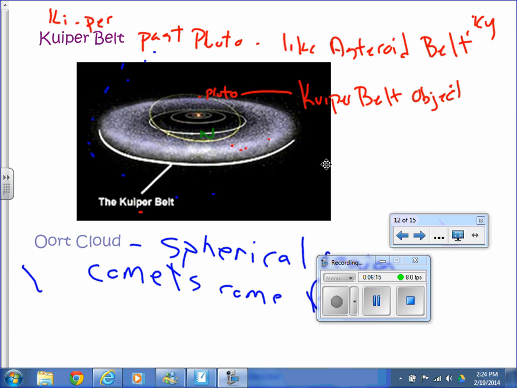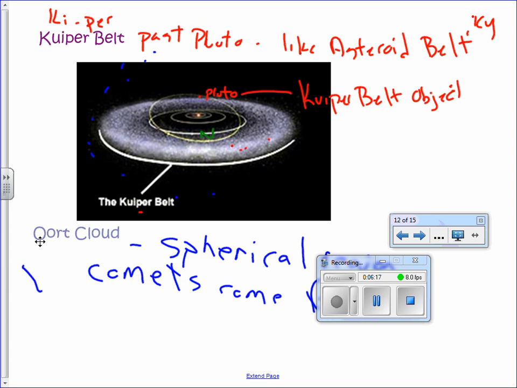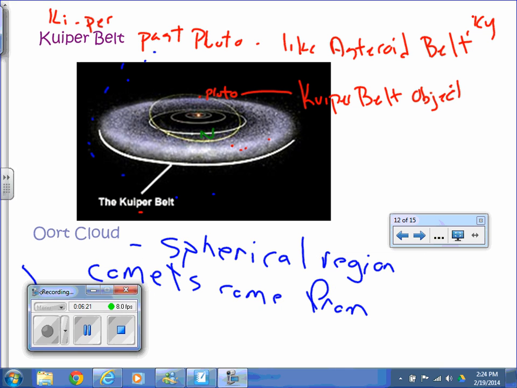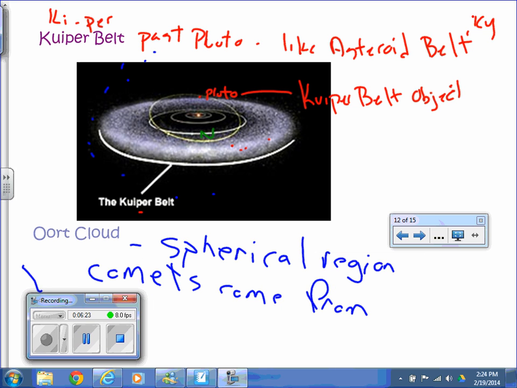The Kuiper belt is kind of a belt-shaped orbit. The Oort cloud is a more spherical region, and that's where comets come from, and it's out there as well. So those are the things at the very outer portions of our solar system.